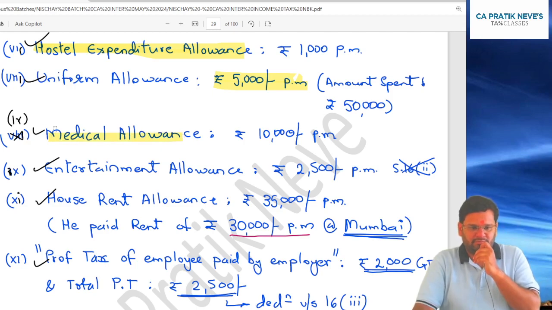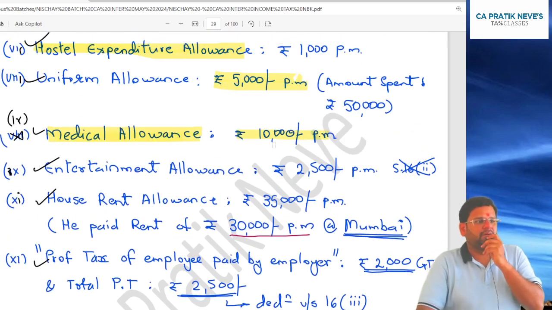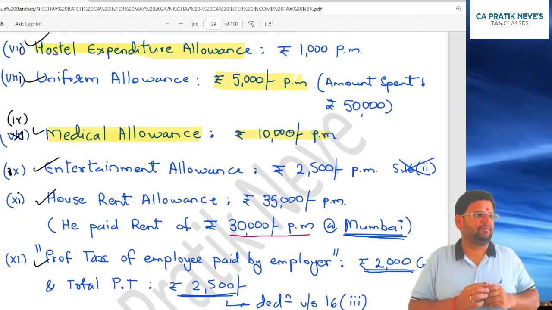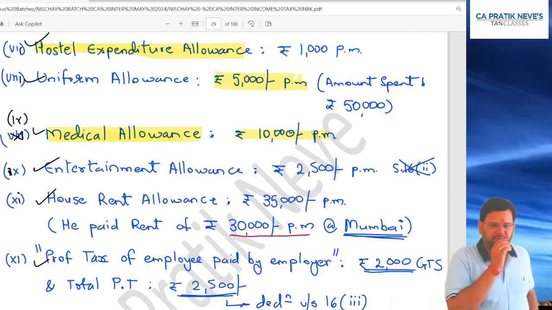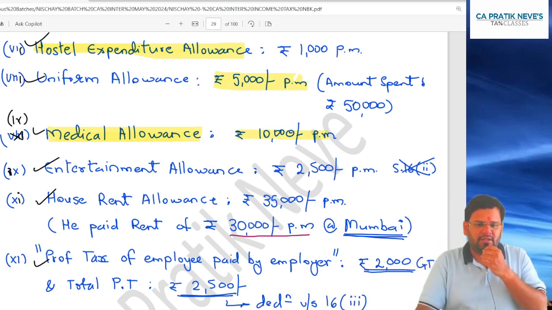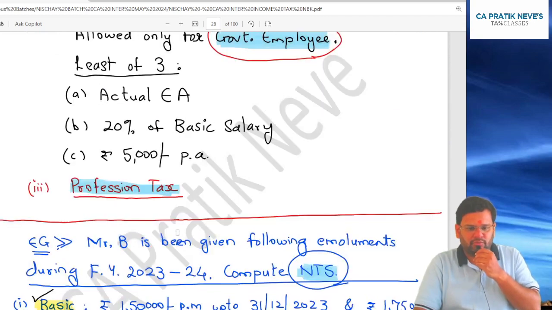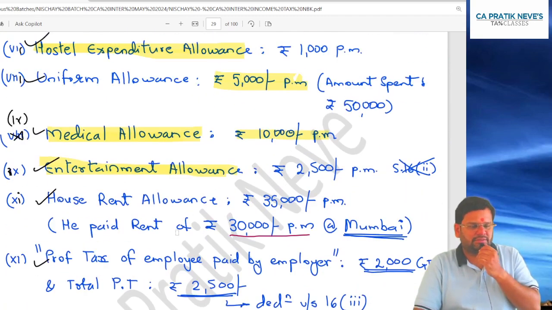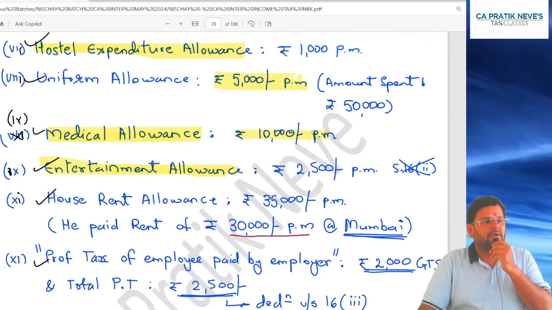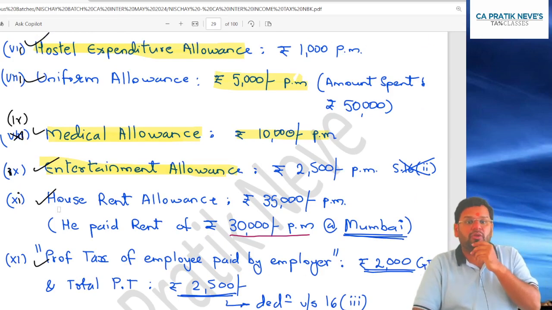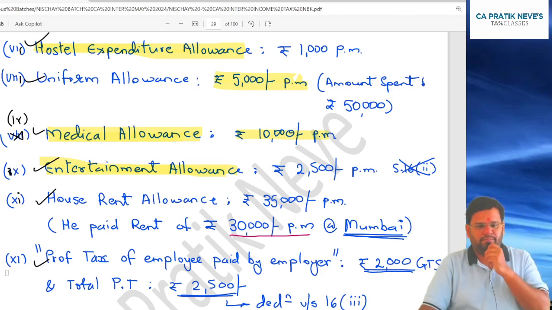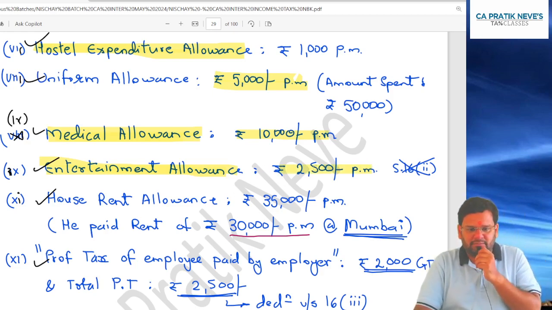Next, medical allowance, 10,000 per month. It's a personal. It is fully taxable. Personal is fully taxable. Next, entertainment allowance. Is he government employee? No, not given. So of course no. You cannot assume such things. So entertainment allowance will become fully taxable and you will not get any deduction also. 2,500 per month.